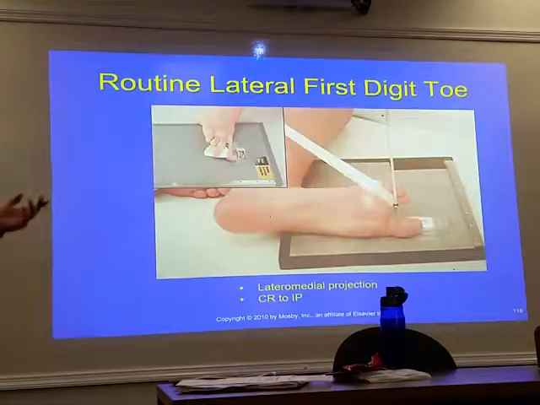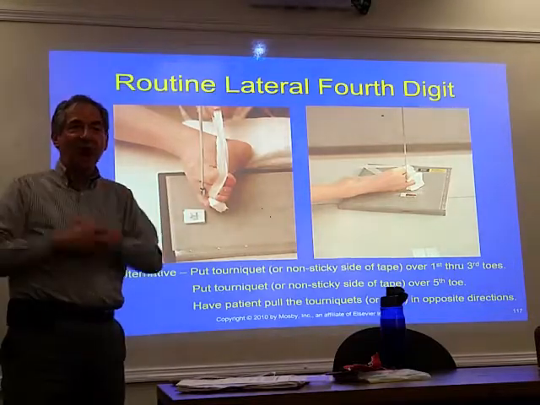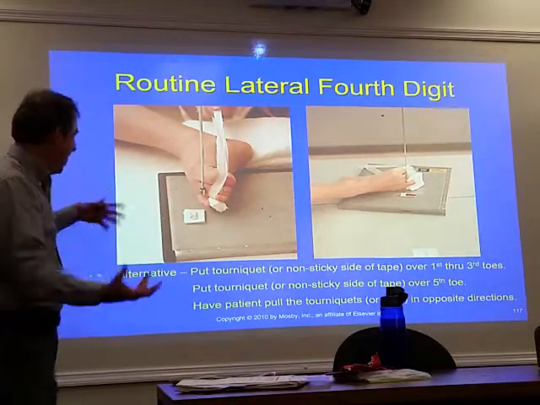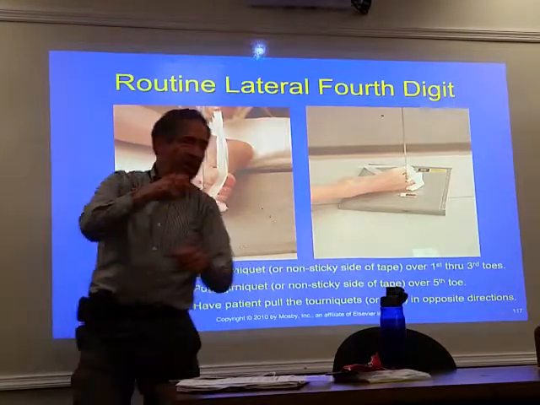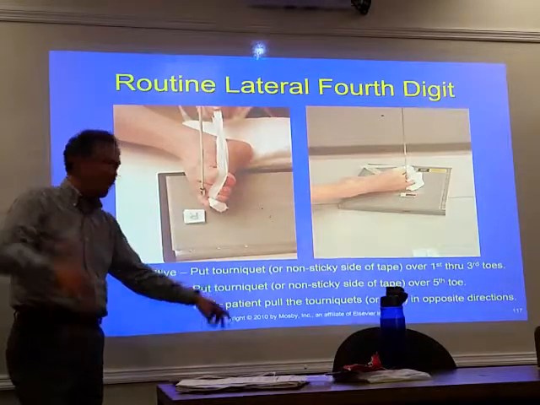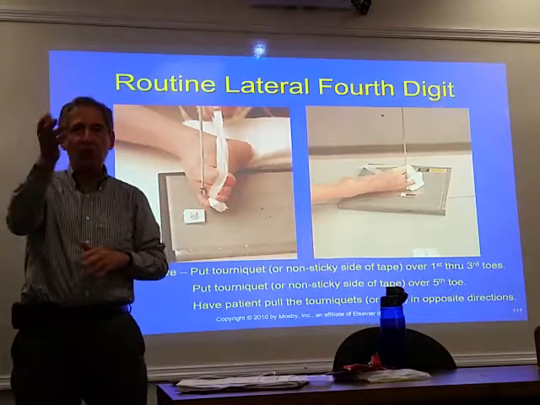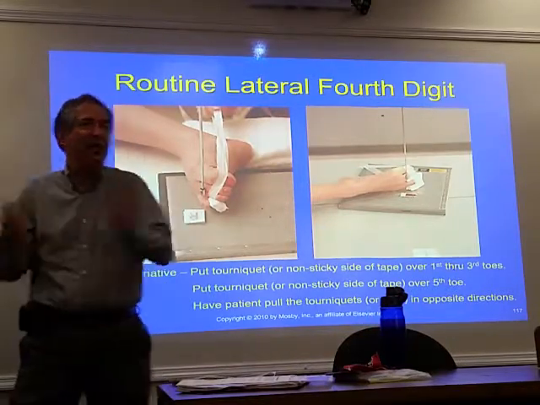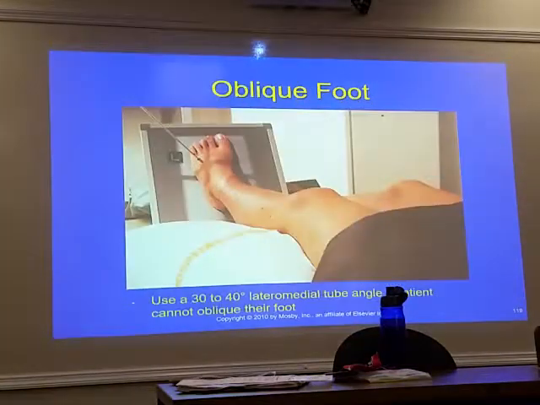Oh yeah, if you have to do a fourth toe, I know I've shown some people how to do that. If the patient can sit upright and actually participate, you can wrap a tourniquet around the first through third toes and another around the fifth and have them pull in opposite directions, and all you have is the fourth toe. So it actually works pretty well. So don't fret. I know toes are kind of tough, that lateral, but if they can participate, it really makes it a lot easier.